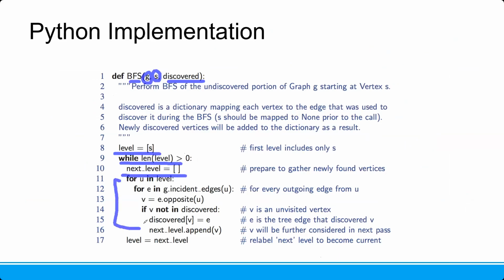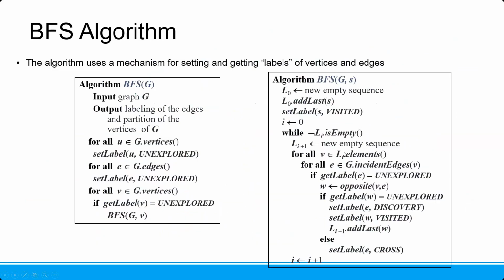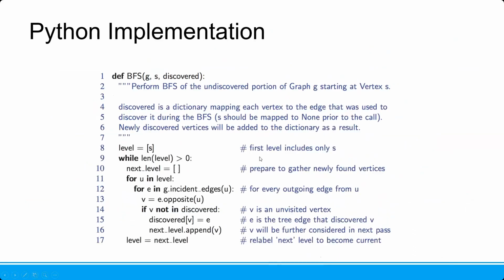And then we will check for every vertex U in the level, and then check what the incident edges of U are. Let's check what the opposite of U is, and we call it V. If V is not discovered, then let's put the edge E into discovered. And then in the next level, we will append V. So the pseudo code represents this one. This is the part.